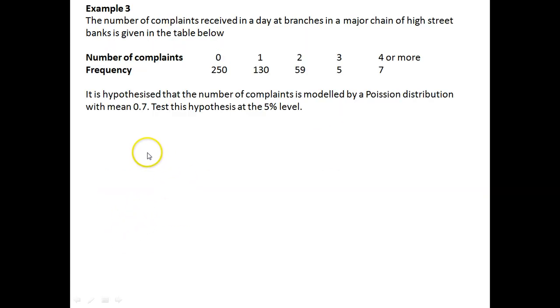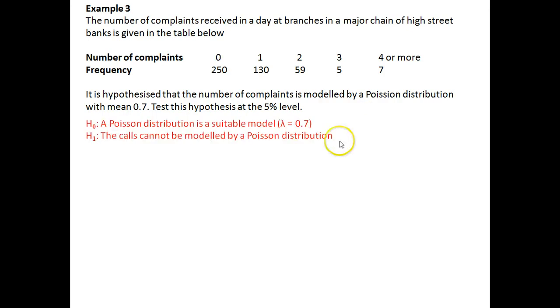An example of this: the number of complaints received in a day at branches in a major chain of high street banks is given in the table below. It is hypothesized that the number of complaints is modelled by a Poisson distribution with mean 0.7. Test this hypothesis at the 5% level. So we need to set up our hypotheses. The null hypothesis is that the Poisson distribution is a suitable model with that value of lambda, against the alternative that it cannot be modelled by a Poisson distribution.